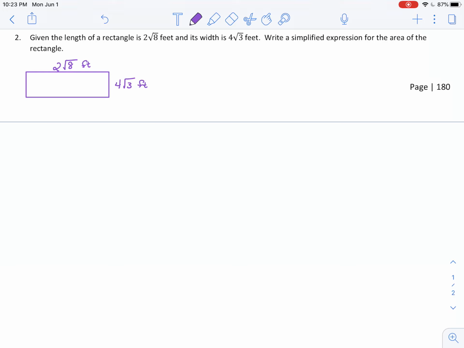We want area. When you do area of a rectangle, you should be taking the length of the rectangle times the width of the rectangle. So we're going to take those two measurements and find their product. So the length was 2 root 8 feet. We're going to multiply by the width, which is 4 root 3 feet.